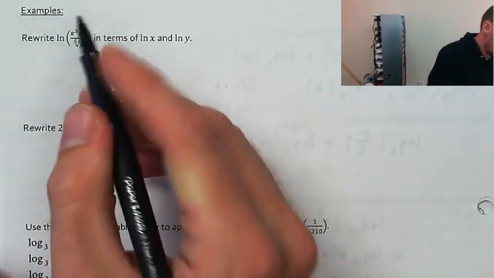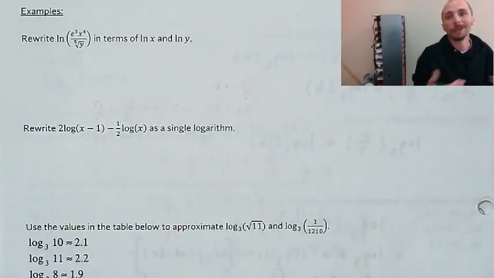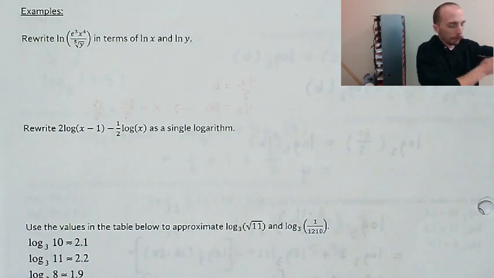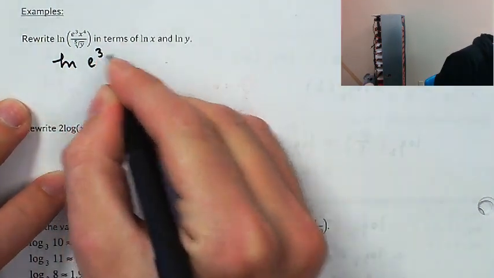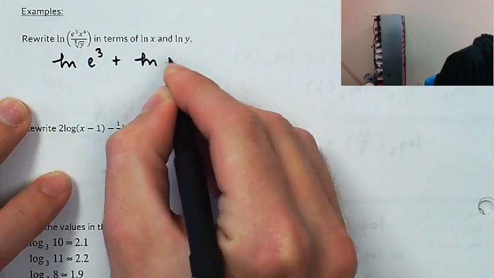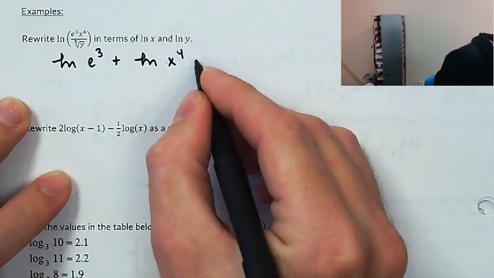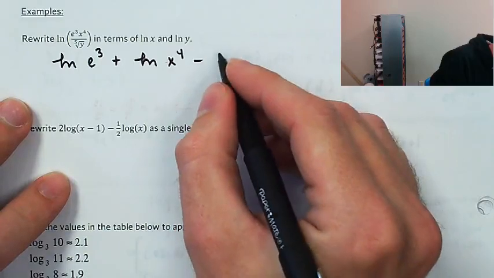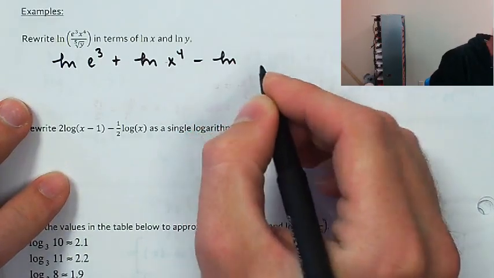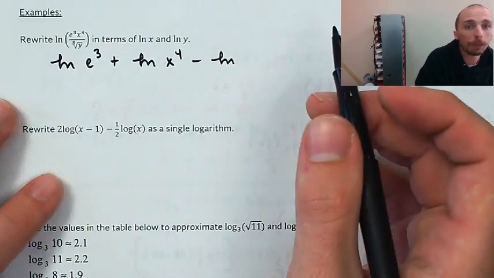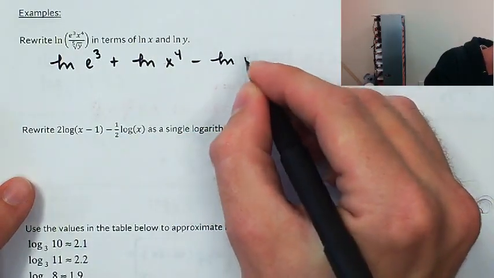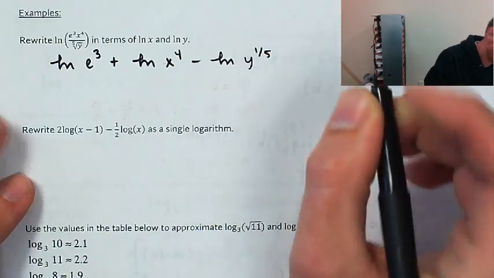Okay, gladly. Looks like I've got a product and a quotient, so I'm going to need to split these out over their additions and subtractions first. So that would be natural log of e to the 3 plus natural log of x to the 4 minus natural log of the 5th root of y. But since this property is all about taking exponents and swinging them around the front, I probably need to write the 5th root of y as a power of y. So I'm going to write that as y to the 1/5.